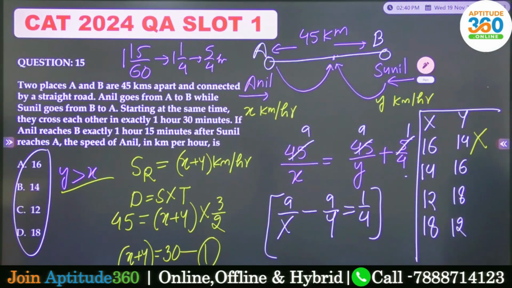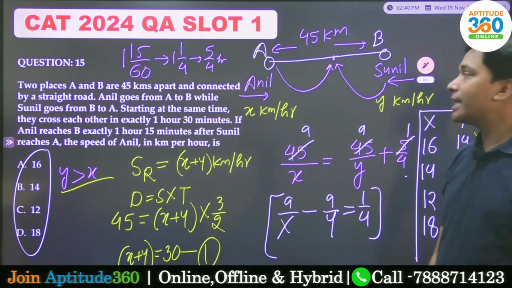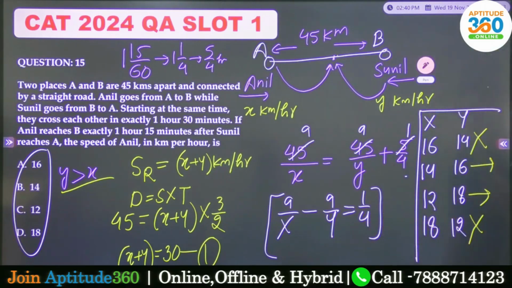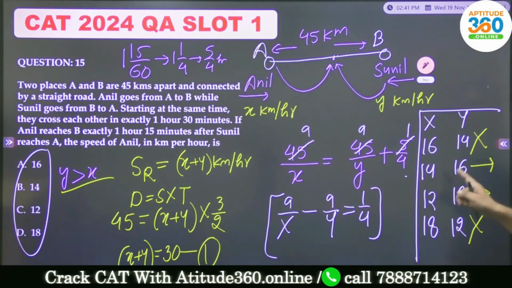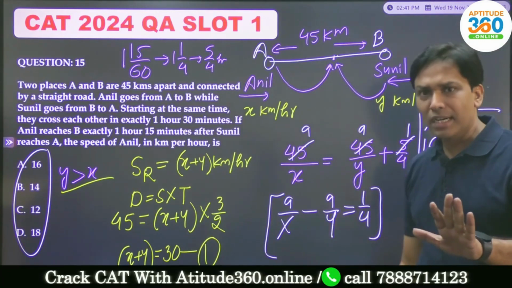So this option is gone, isn't it? And then this option is also gone. Y will have to be bigger. So any of these two options should be your right answer. So let us eliminate. If you eliminate, so you see, out of this, if you take 9/14 and 9/16, you know for sure that something will go wrong, isn't it?